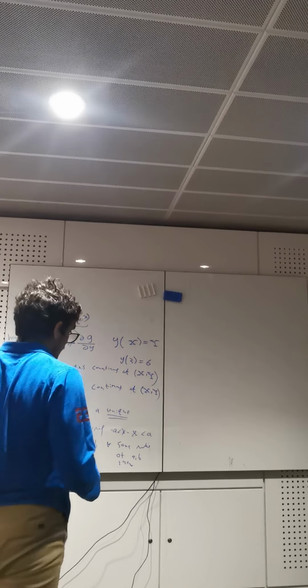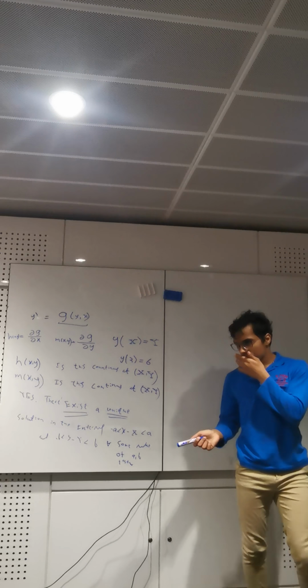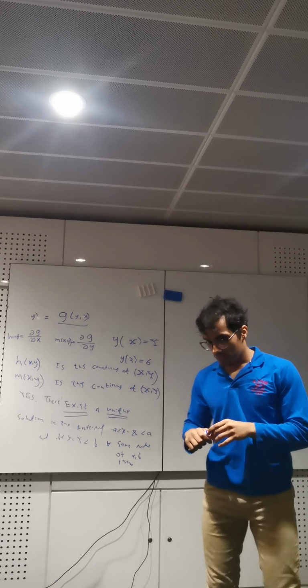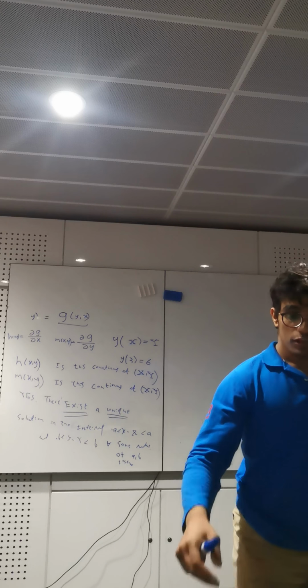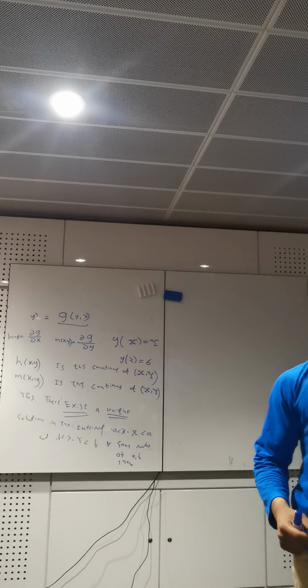So we start into this thing. We said that A and B are positive. So this is the condition of the initial value in the existence and uniqueness theorem.